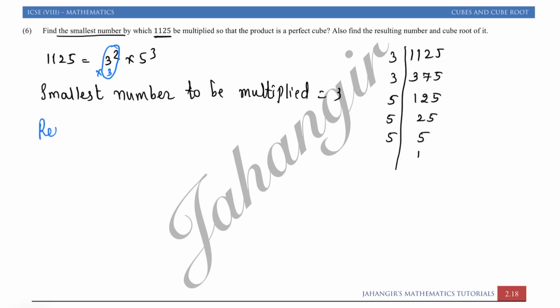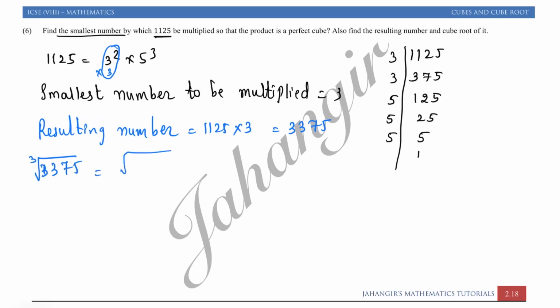So therefore the resulting number is 1125 into 3, that is 3375. The cube root of the resulting number is the cube root of 3375, which is equal to the cube root of 3 cube into 5 cube. 3 into 5, that is 15. Okay, hope you understood this.